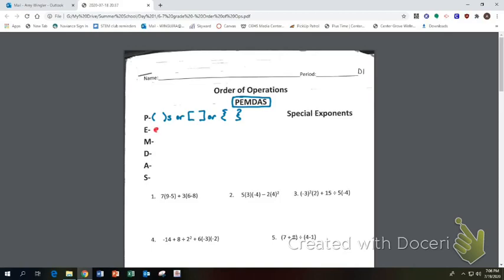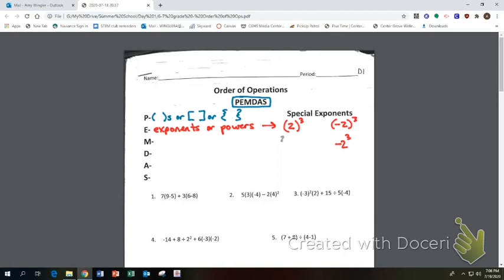The E stands for the exponents. Sometimes the exponents are called powers. We have special exponents that we have to think about. We are going to do this without a calculator, and sometimes you're going to have some positive numbers with an exponent, or you could have negative numbers with an exponent. Your negative numbers could have parentheses, or it could not have parentheses. So you really got to watch what's going on with all of these. The power tells you how many times that you are going to actually multiply that number.